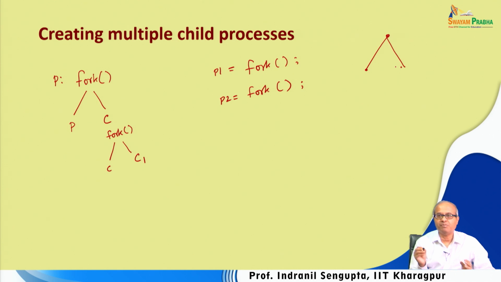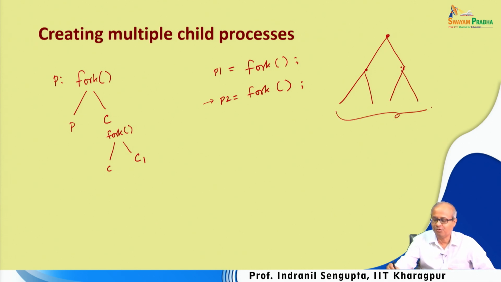Now, in this program we are not checking whether P1 is 0 or P1 is greater than 0, right. For both parent and child it will continue with the next statement. Next statement is also a fork. So, the parent will also do a fork, the child will also do a fork. So, now we will be having a total of 4 processes.